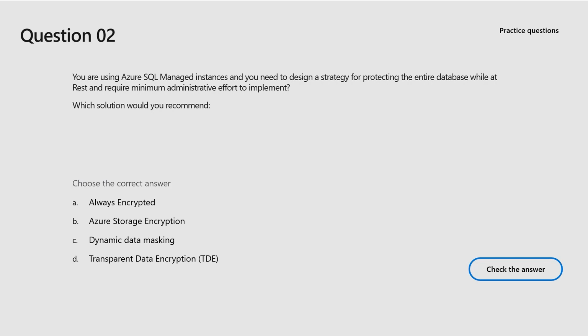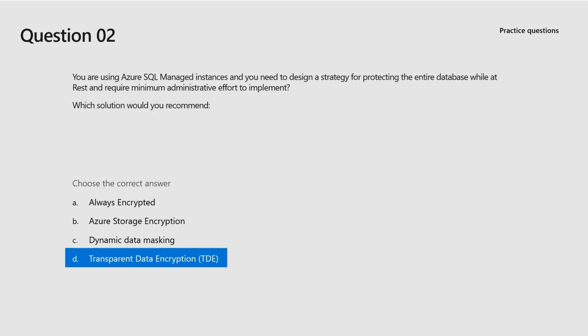Question number 2. You are using Azure SQL Managed Instance, and you need to design a strategy for protecting the entire database while at rest and require minimum administrative effort to implement. Which solution should you recommend? So we have there Always Encrypted, Azure Storage Encryption, Dynamic Data Masking, or Transparent Data Encryption. It's Transparent Data Encryption that gives you the best option here.